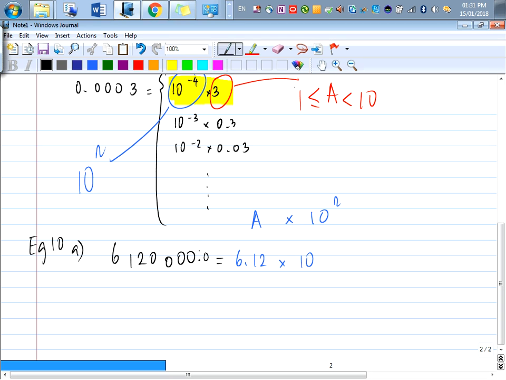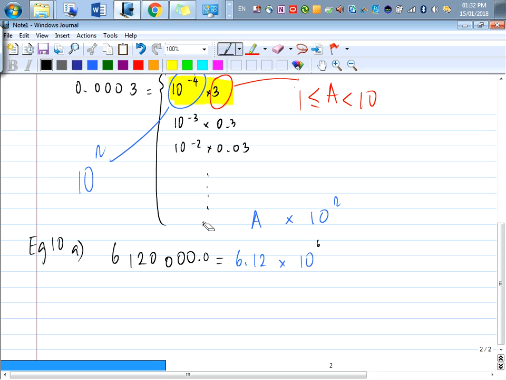Now, I will start moving my decimal point to this position over here, because my value of A is 6.12. As I move it, I'm going to start counting: 1, 2, 3, 4, 5, and 6. I move it over here. So this will be equal to 6.12 times 10 to the power of 6. Try with your calculator if you don't believe. Okay? Let's try another example.